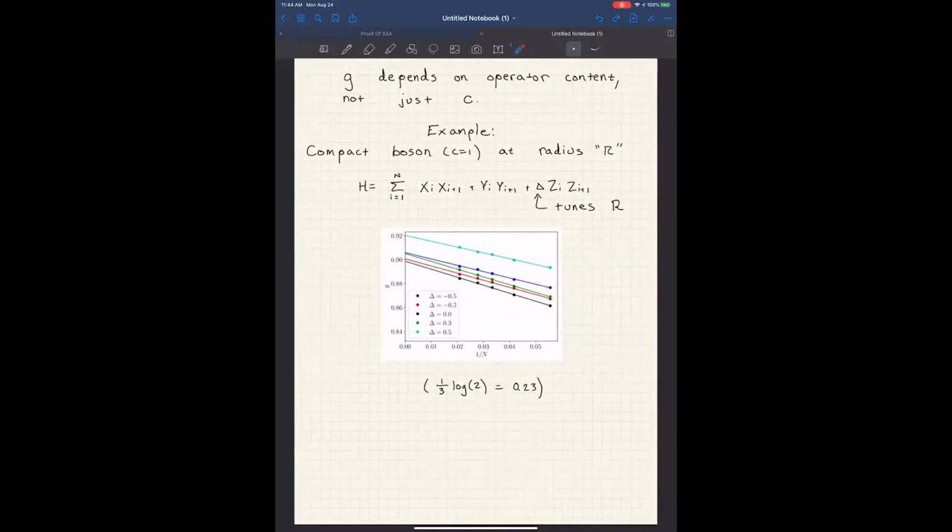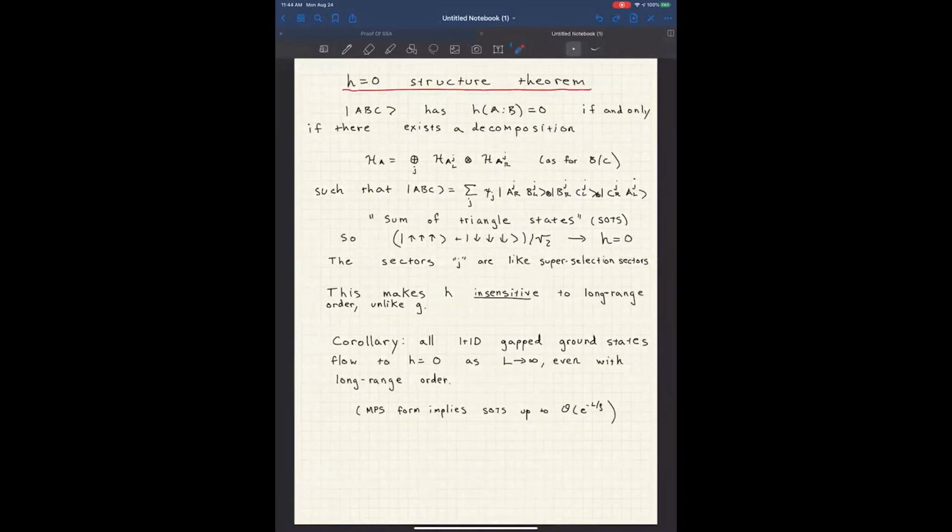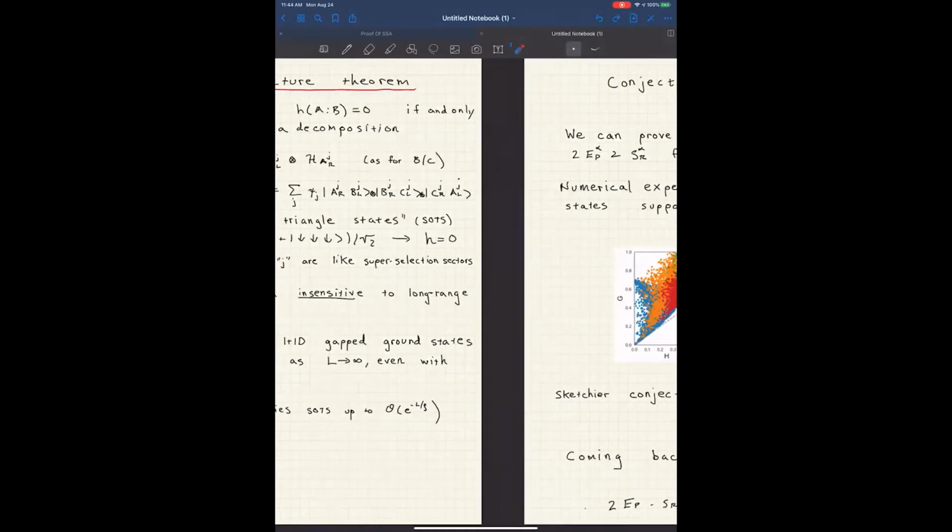So I'll skip the rest. One thing we were thinking about is just what's special about the structure of the states where G or H is equal to 0. The G case was known, but we found a structure theorem for states where H is equal to 0. So that gives a sort of interesting operational interpretation of what this H is meaning.